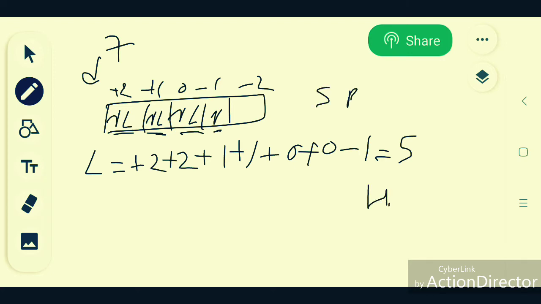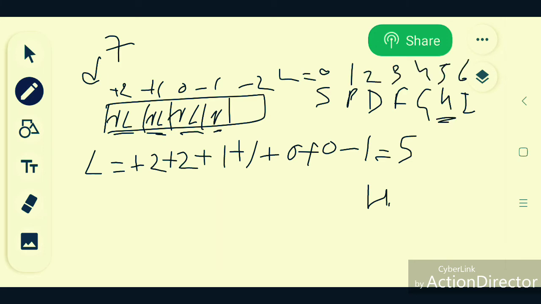S, P, D, F, G, H, I. So L is equal to 0, 1, 2, 3, 4, 5, 6. So the ground state term will be H.